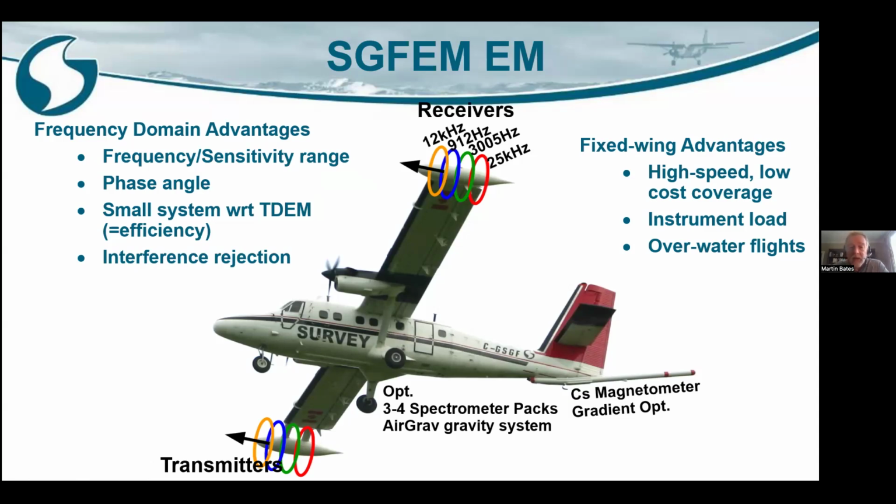So we can do it all at once, which is great. I mean, obviously, very cost effective. If you want to do a survey this way, you get lots of bang for your buck with spectrometer packs and EM and gravity all at the same time.